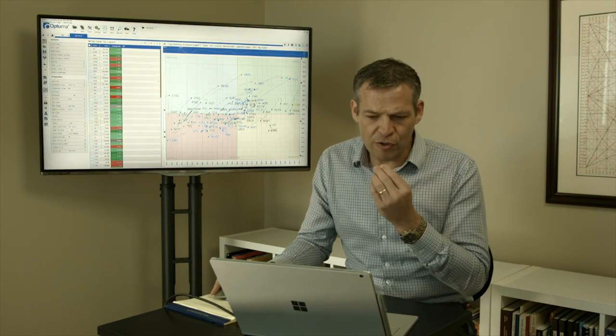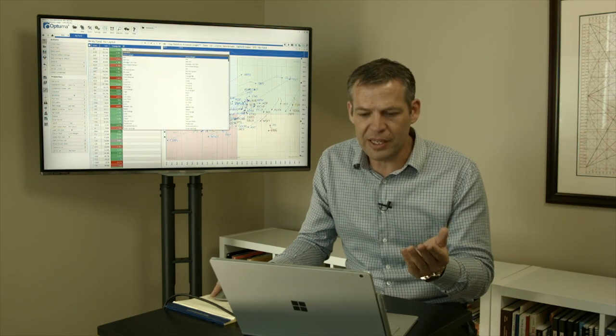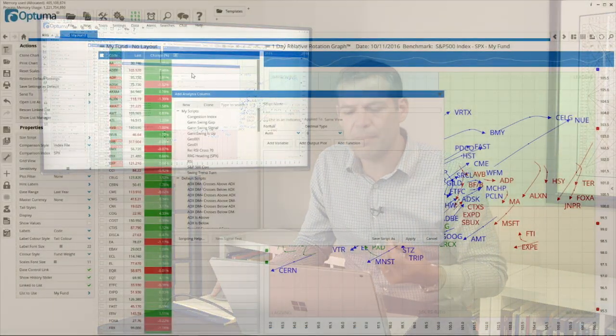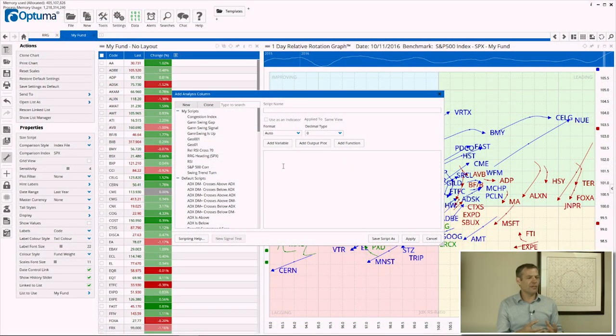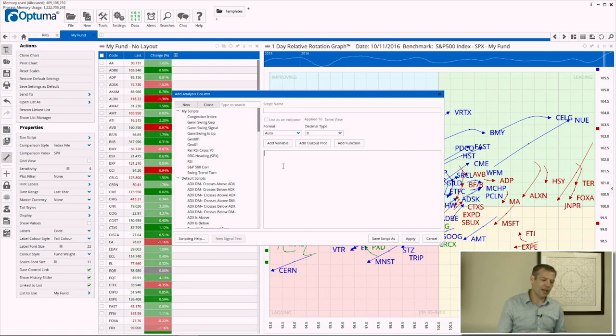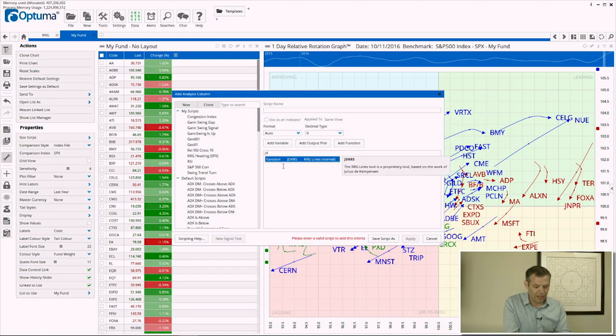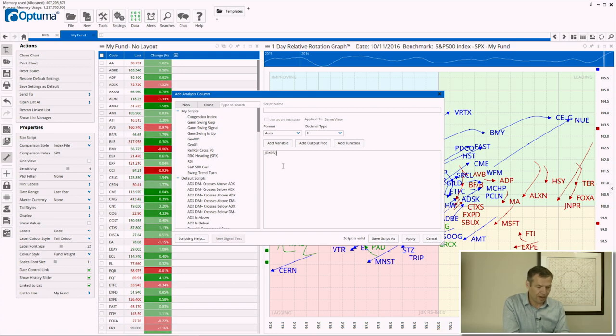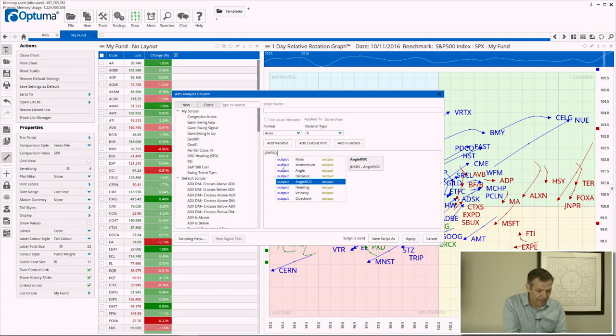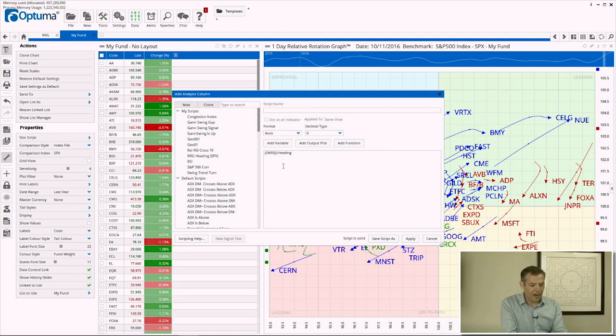The other things that I can do, let me just show you a quick example here. As many of you know, Optuma is heavily driven by the Optuma scripting language. It's very Excel-like, but a very logical language for writing these things. So the RRG component is JDKRS, and I want to have a look at the angle, let's just say, the heading. I'm going to put that in a variable.